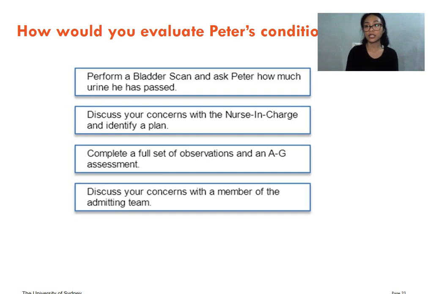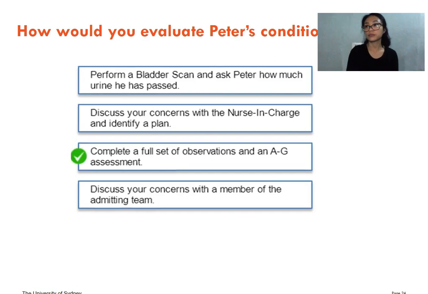So especially now that you've noted that the urine output has met the clinical review criteria, how are you now going to evaluate his condition? So it would be most appropriate to do a full set of vitals and an A to G assessment, so an updated one.